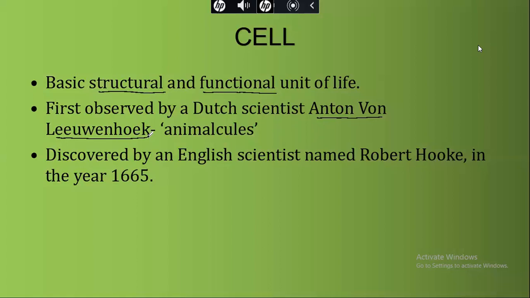Later, in 1665, an English scientist named Robert Hooke observed a thin slice of cork under a microscope. It was a compound microscope. So he observed some tiny units under the microscope. Then he understood that living things are made of small units. He observed something like this.